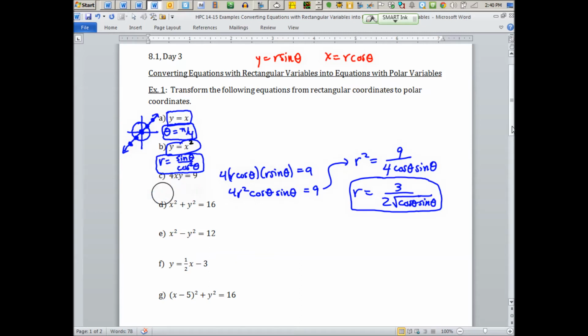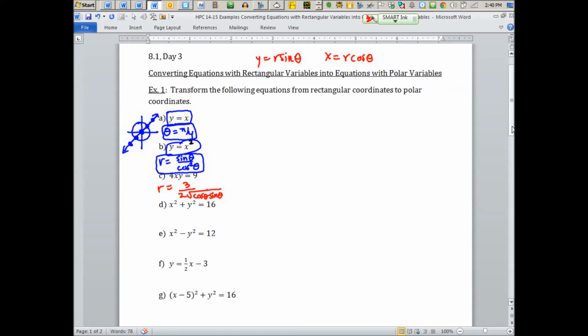So the answer to this one is, I'll write it in red, 3 over 2 radical cosine theta sine theta, which has all the right domain restrictions for theta that correspond to the graph of 1 over x vertically stretched a bit. Let's go on to the next one. Okay, so that's part C's answer. x squared plus y squared equals 16. Now you might remember that x squared plus y squared is simply r squared. So the fastest way to do this problem is just to realize that. This is just r squared equals 16.